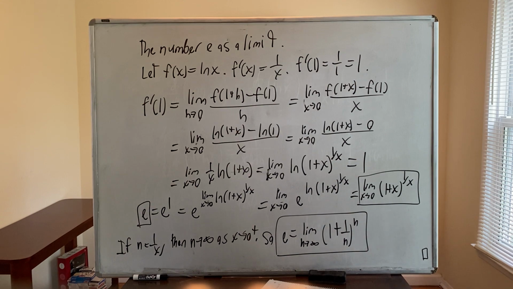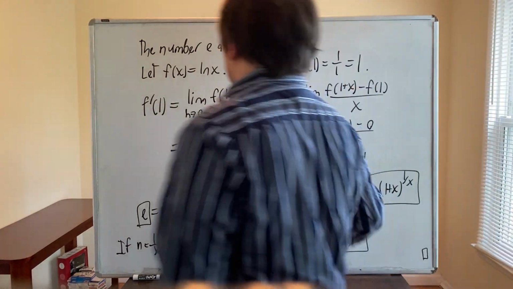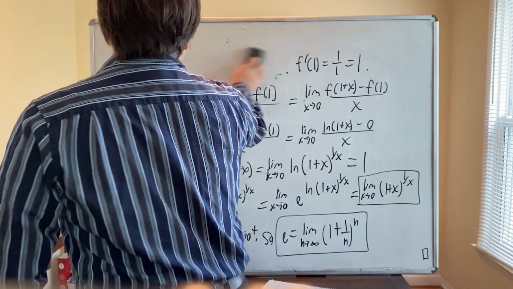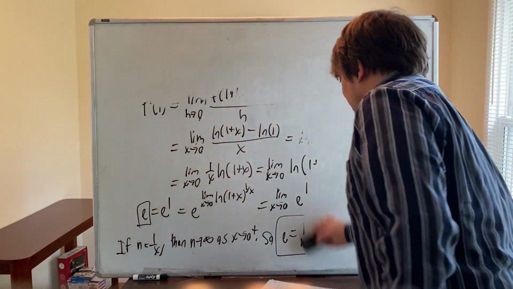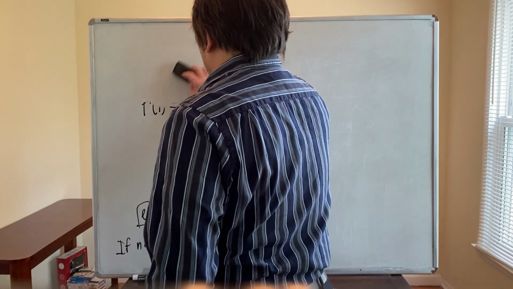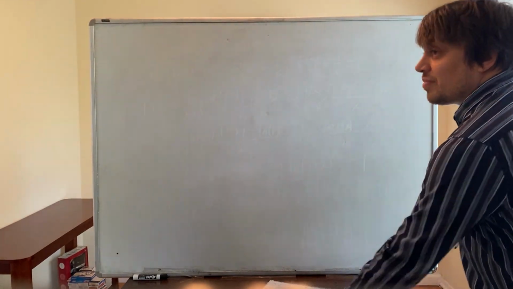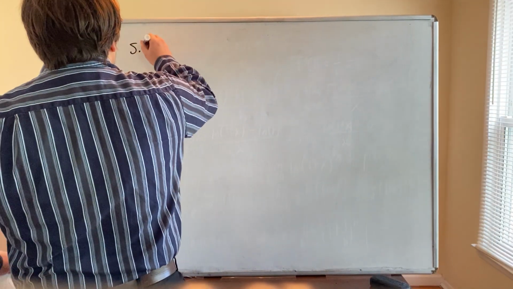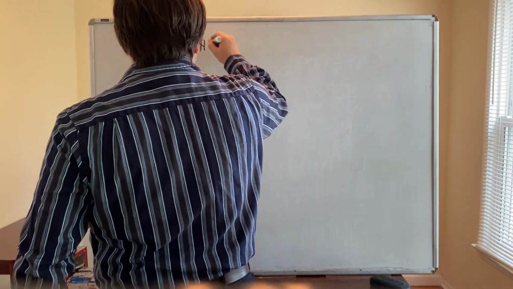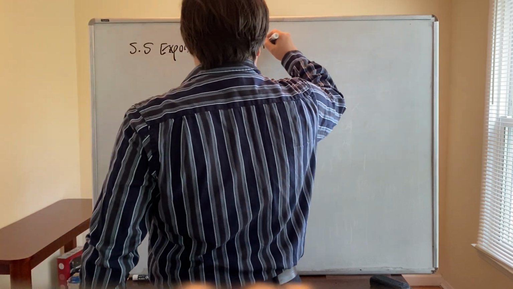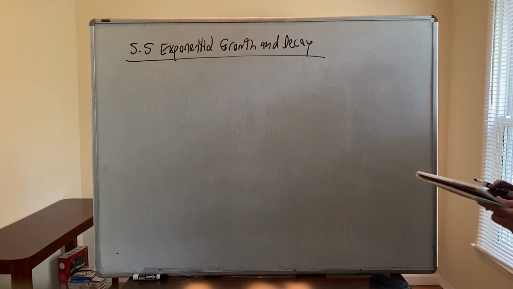Okay, good. So that's the end of 5.4. Okay, let's go to 5.5. So exponential growth and decay. Okay, so 5.5, exponential growth and decay.